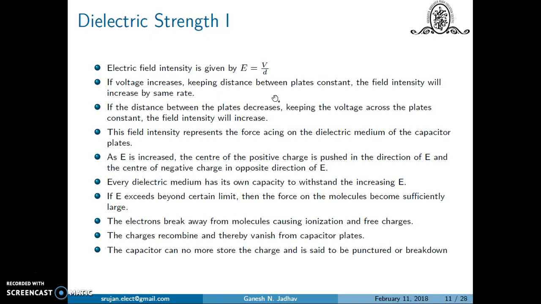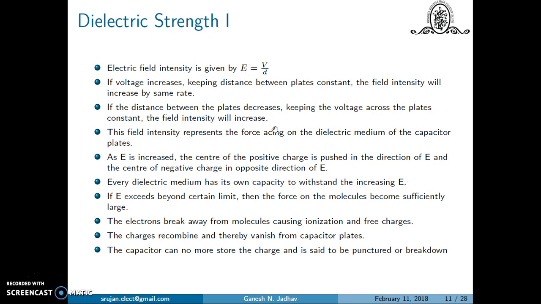So what is the dielectric strength? Electric field intensity is given by V upon d. If we start increasing the voltage, keeping the distance between the plates constant, E also starts increasing at the same rate. If the distance d decreases, then also the electric field intensity starts increasing.